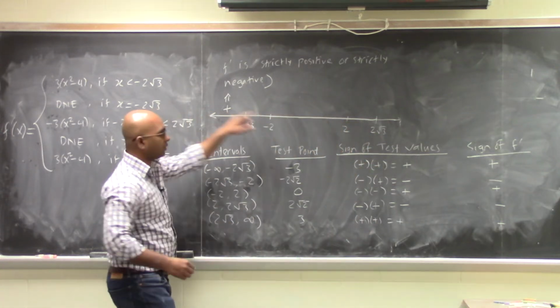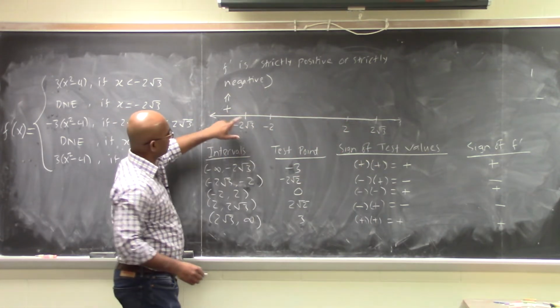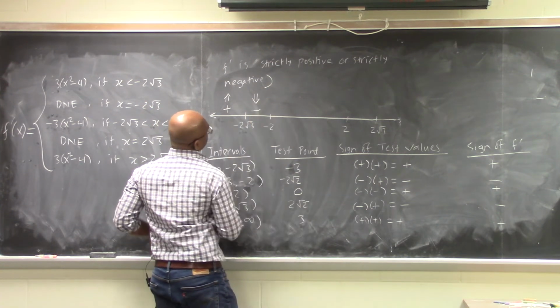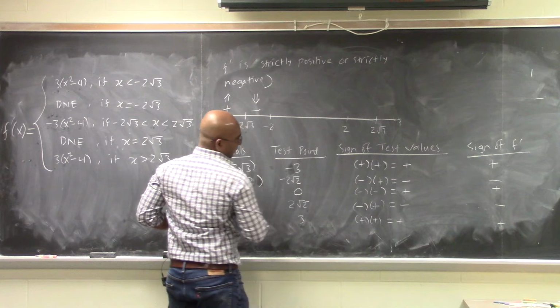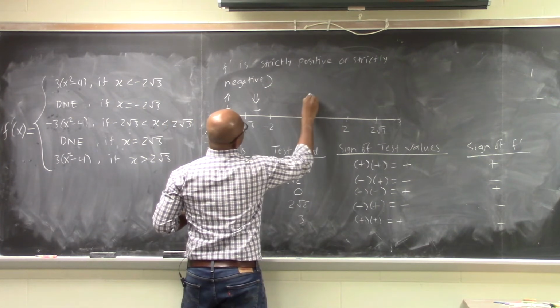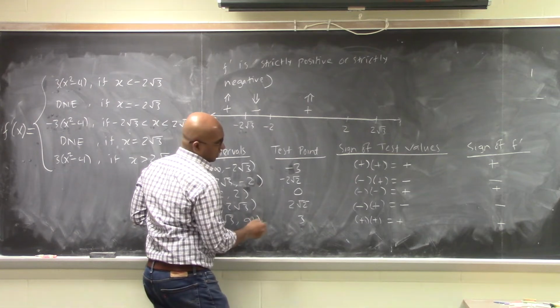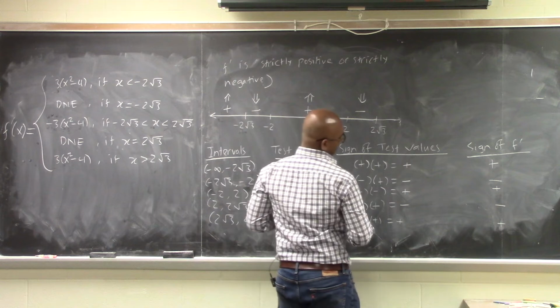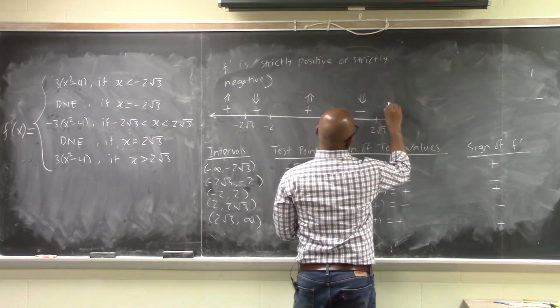So, oh, I forgot to write those things here. So on this interval, this is negative. That means my function is decreasing. From negative 2 to 2, it is increasing. And from 2 to 2 root 3, this is decreasing. And then from 2 root 3 to infinity, it is also increasing.